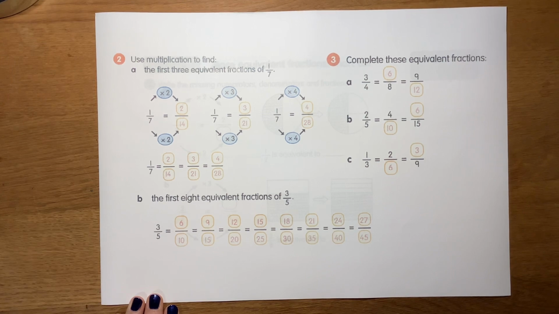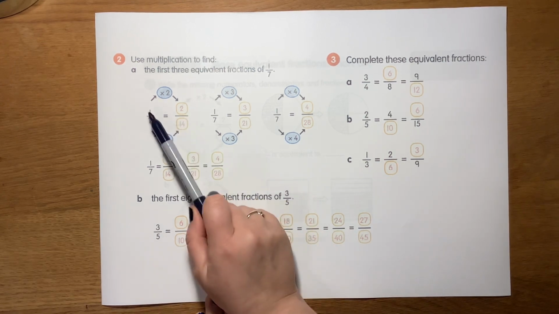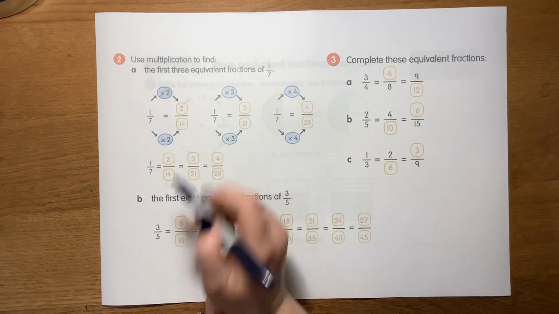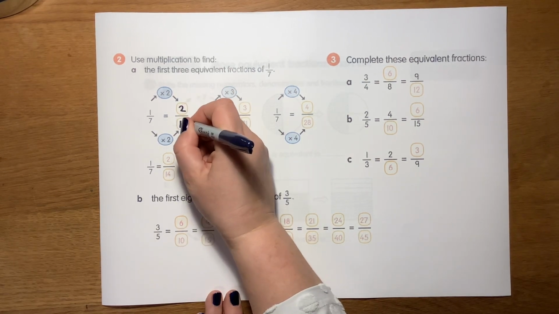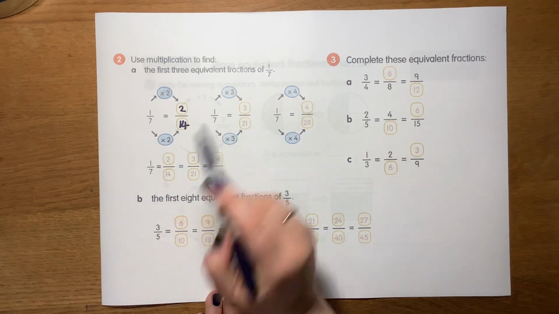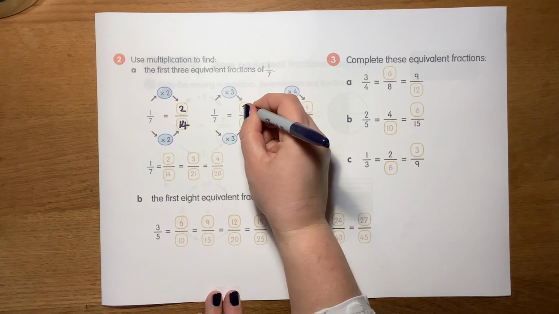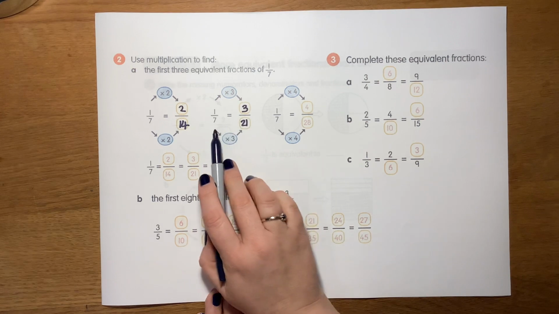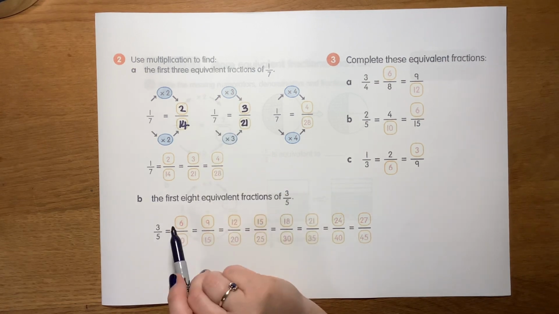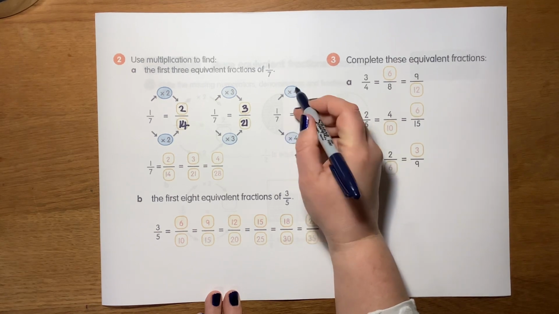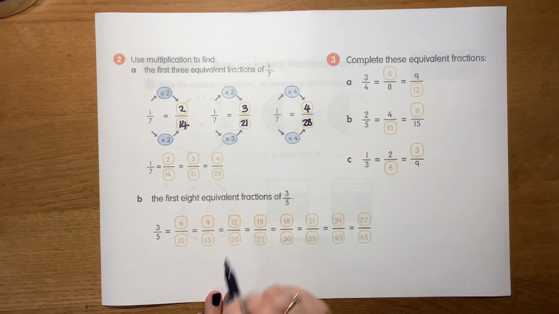So hopefully you were able to work out, using your 2 times table, your 3 times table and your 4 times table, that the first 3 equivalent fractions of 1/7 are 2/14. That's 1 multiplied by 2 and 7 multiplied by 2. Using your 3 times table, 3/21, 3 times 1 is 3, 3 times 7 is 21, and 4/28. 4 times 1 is 4, 7 times 4 is 28.